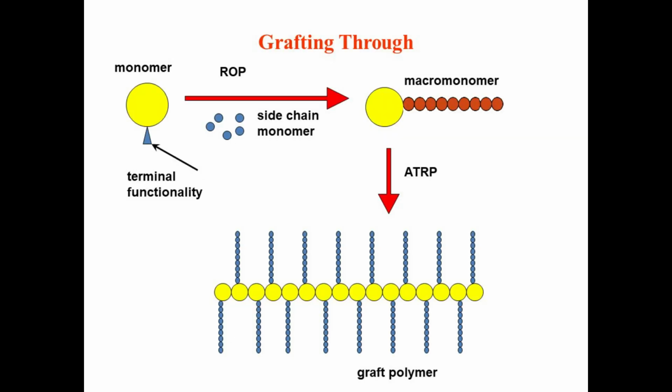Slide 15 shows you the grafting through technique. You have the monomer with terminal functionality, then you do your ROP, ring opening polymerization, for the side chain monomer. You can see that you have created a macromonomer. With this macromonomer you will do ATRP, and then you will have your graft polymer.